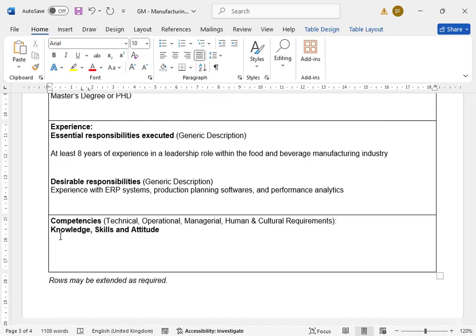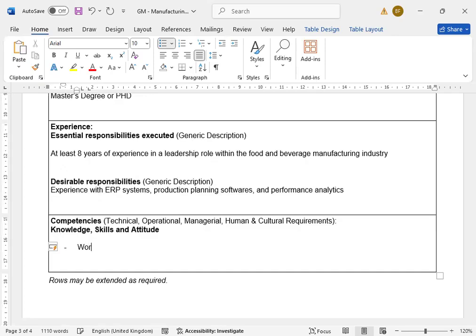Now, let's go to the competencies. Competencies are the technical, operational, managerial, human, and cultural requirements. This is key: knowledge, skills, and attitude, or even abilities. Okay. So what would be this? All right.